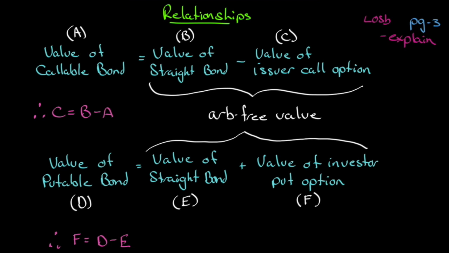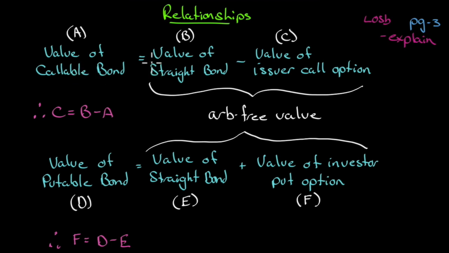If you get the idea that a call option benefits the issuer and that a put option benefits the holder, something that benefits the issuer has to be paid for, and something that benefits the holder has to be paid for. So the value of a callable bond should equal the value of a straight bond minus the value of the issuer call option, because it benefits them. We have to be compensated for that, so we're compensated for it by buying a callable bond.